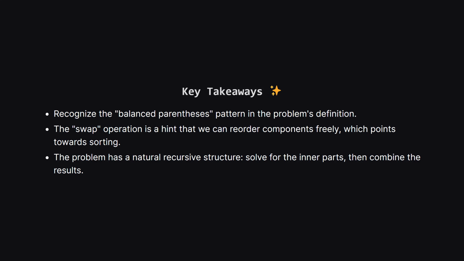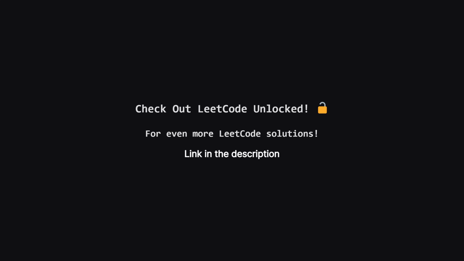So, let's wrap it up. The key takeaway for this problem is to recognize the recursive divide and conquer pattern. The definition of a special string is a huge clue that it's related to balanced structures. And the ability to swap any consecutive special substrings is the hint that tells us the ultimate goal is to sort the core components.